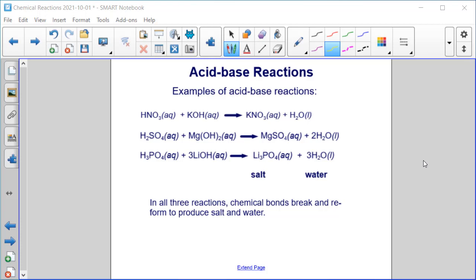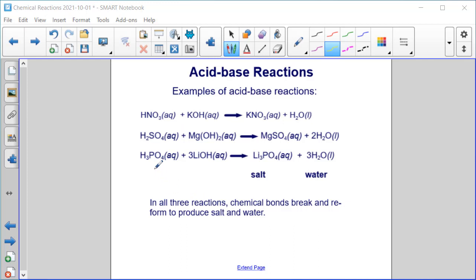Here are some examples of acid-base reactions, and in all three cases, the chemical bonds on the left are broken and reform to produce the products on the right in the form of an ionic salt and water. So we have the acid HNO3, the base KOH, those bonds break, and we form K with nitrate NO3, KNO3, and water. Magnesium and sulfate, SO4, form MgSO4, and then we get two waters. That would make sense because we have two H's and two OH's, so to balance it, we would need two H2O's.